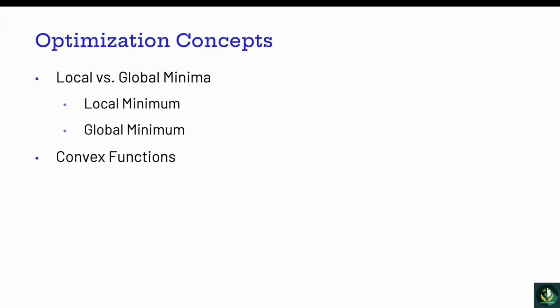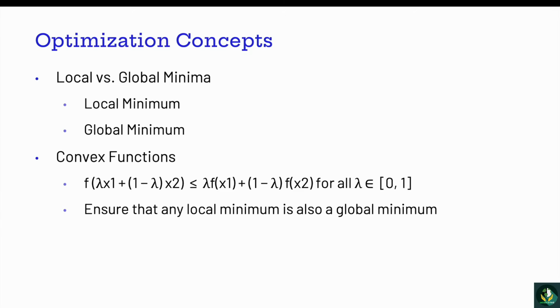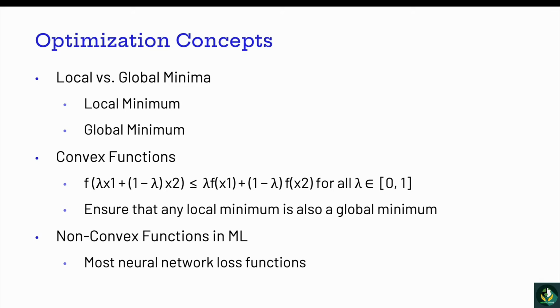Next, let's look at convex functions. A function is convex if, I'm going to display the entire formula, f(λx1 + (1 − λ)x2) is less than or equal to λf(x1) + (1 − λ)f(x2) for all λ which belongs to [0, 1]. Now, convex functions ensure that any local minimum is also a global minimum. Next, non-convex functions in ML. Most of the neural network loss functions are non-convex, leading to challenges in optimization.